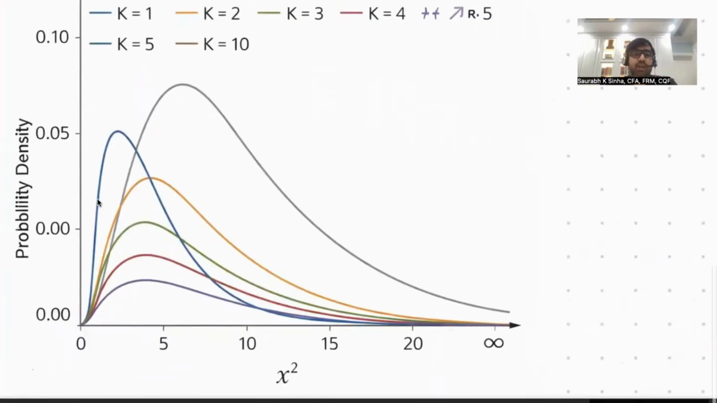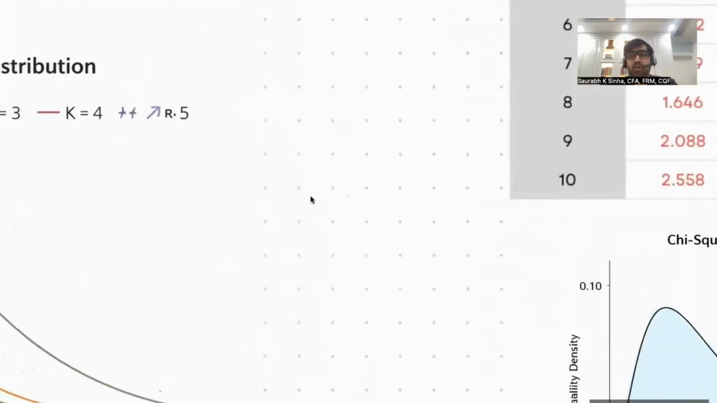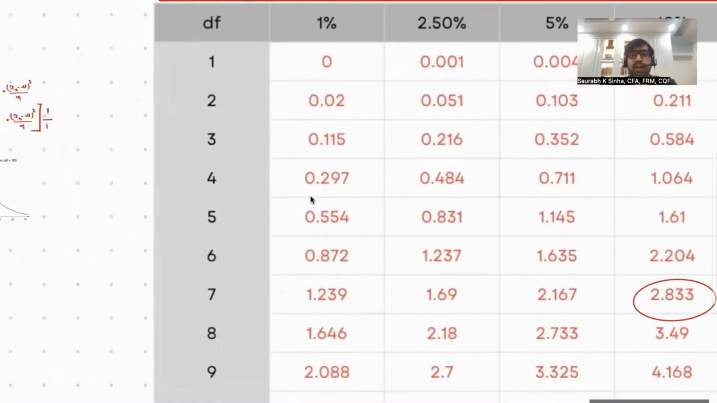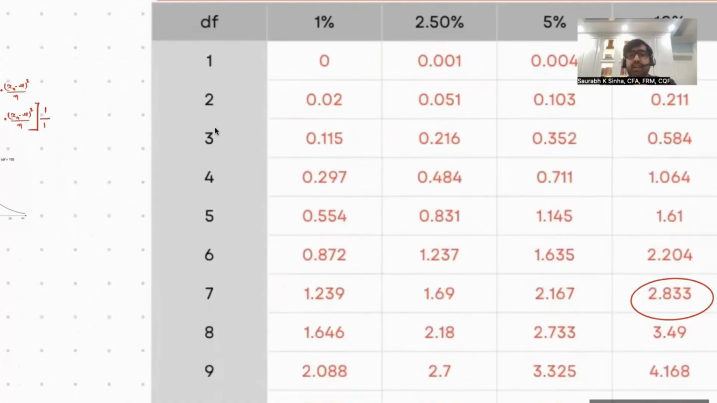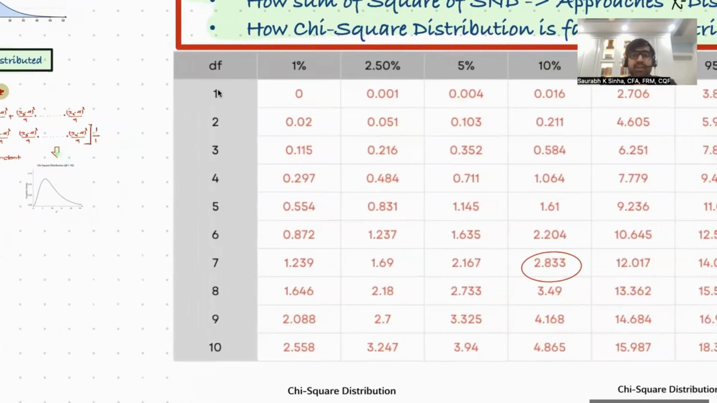For k equal to 1, this is the shape. For k equal to 2, this yellow line is the shape. For k equal to 3, this green line is the shape of the chi-square distribution. And every row in this chi-square table represents one specific shape of the chi-square distribution. This is critical.